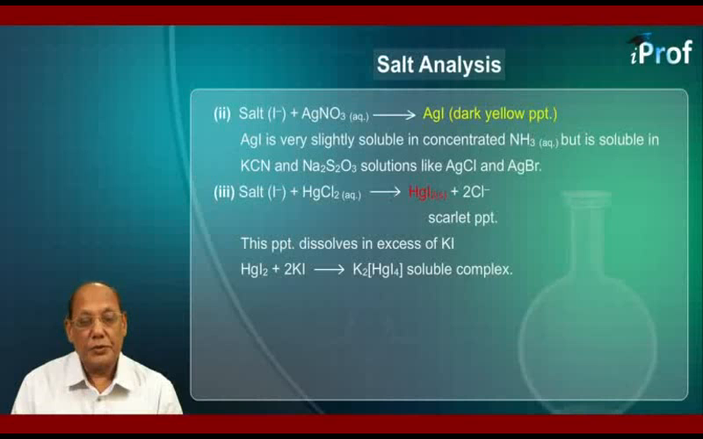The third test is, take the salt containing iodide ion and to that add mercuric chloride aqueous solution, so that we get mercuric iodide precipitate, that is a scarlet precipitate, plus 2 chloride ion. This precipitate dissolves in excess of KI. So HgI2 plus 2KI, we get a soluble complex which can be represented by the formula K2HgI4.